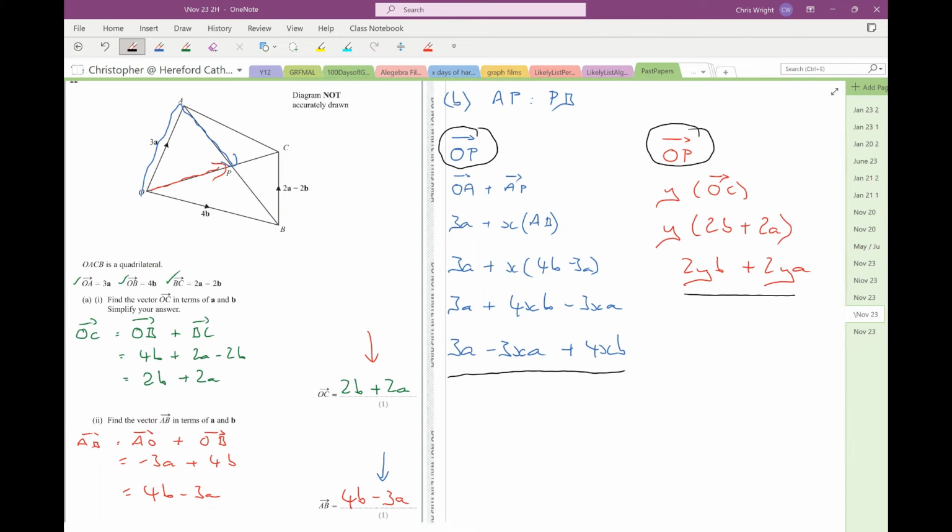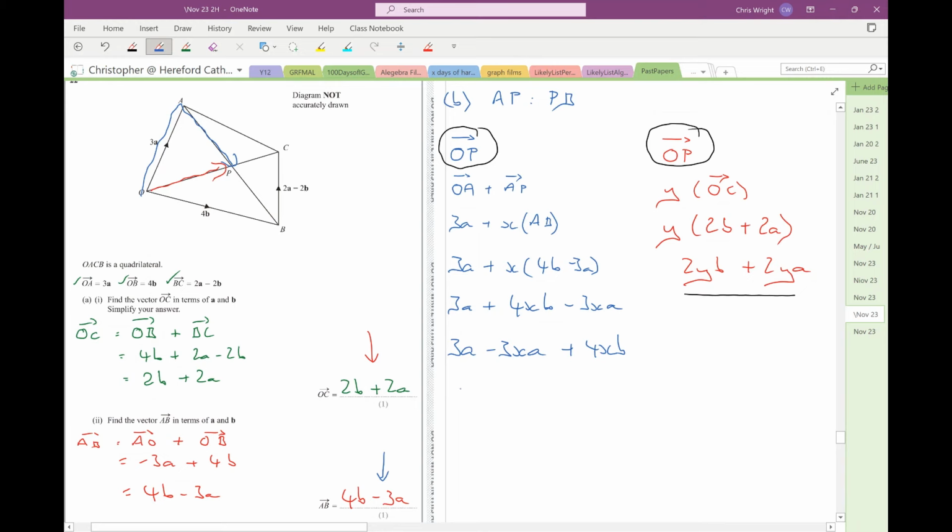So they must both be equal. Now if the blue and the red are both equal, they must both have the same number of A's in them and the same number of B's. Let's have a look at this blue. How many A's has it got?